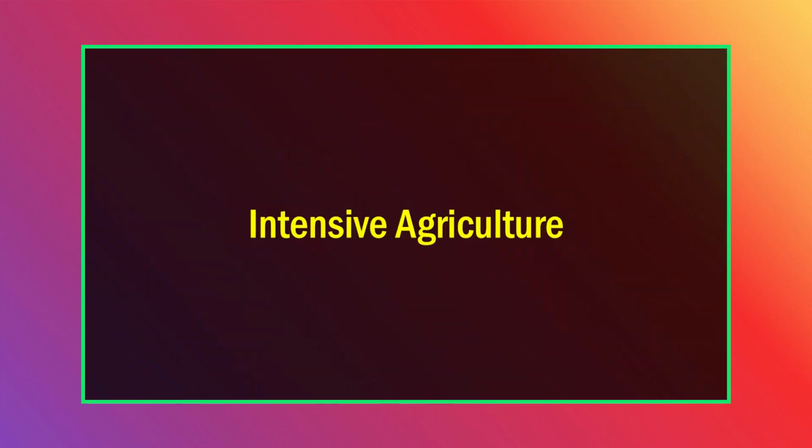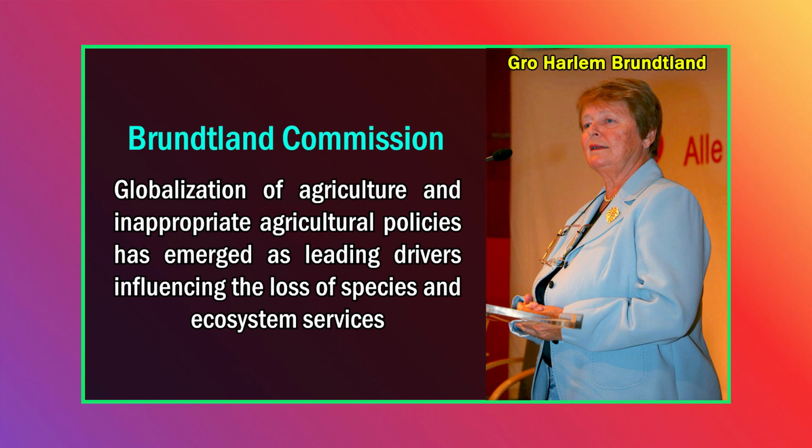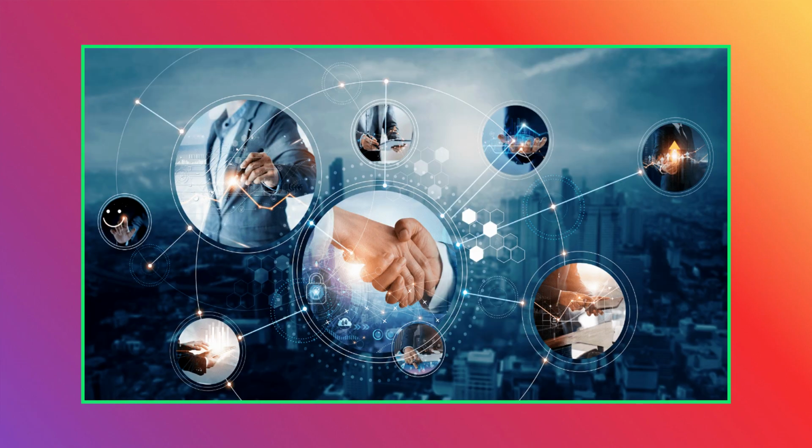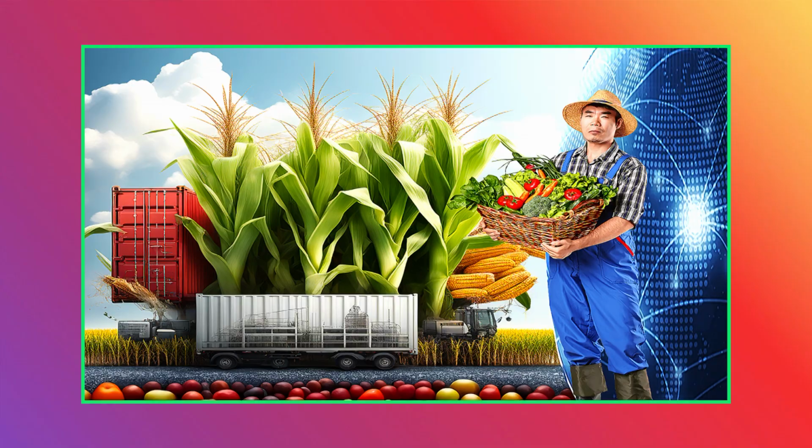Intensive agriculture. Since the Brundtland Commission report, the globalization of agriculture and inappropriate agriculture policies have emerged as leading drivers influencing the loss of species and ecosystem services. Of some 248,000 known species of higher plants, about 10,000 to 15,000 are edible and about 7,000 of them are used in agriculture. However, increased globalization threatens to diminish the varieties that are traditionally used in most agricultural systems.